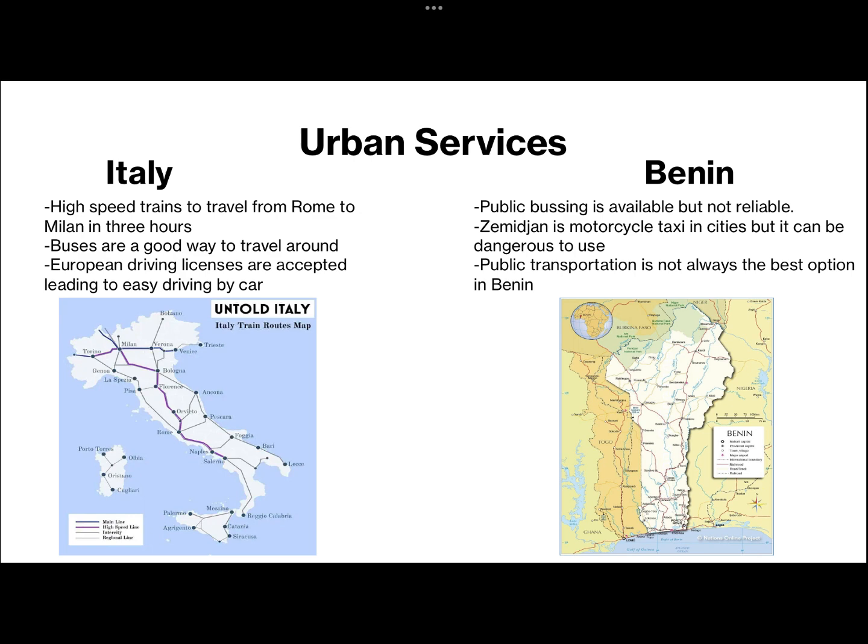Now on to Benin. The public busing is available, but is not always reliable or safe. There is also a motorcycle taxi service throughout many cities, but it can be dangerous to use after certain times and during the night. Public transportation is not the best option in Benin. Below both countries is a map showing the routes available throughout the countries.